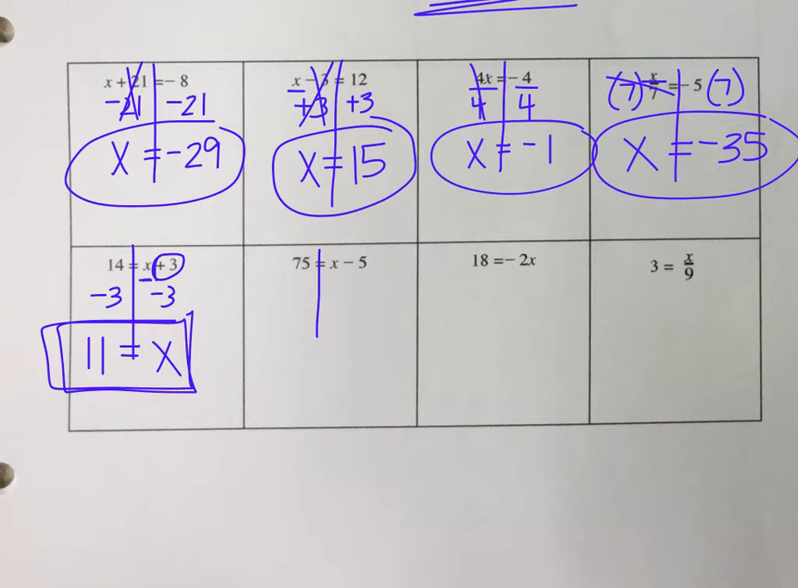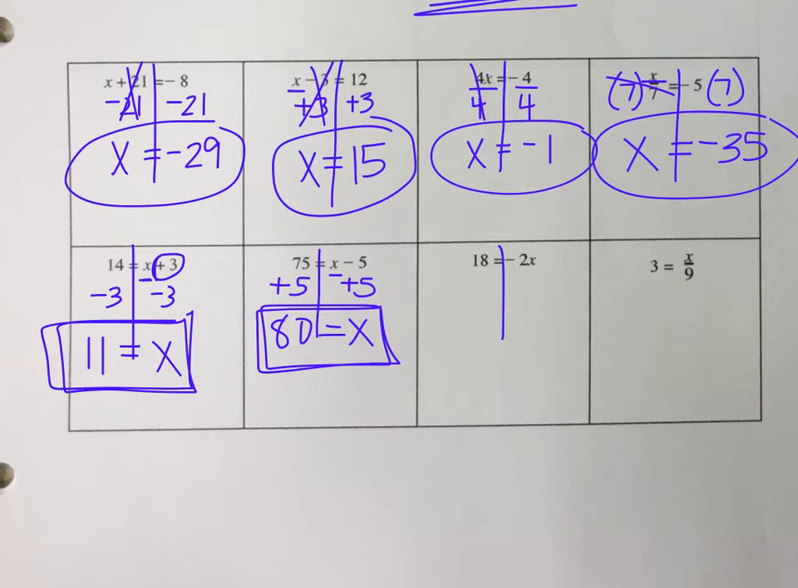This next one, it's X minus 5. The X stays where he is. I need to make that 5 go away, so the X is alone. 75 plus 5 is 80 equals X. That's what I need it to look like.